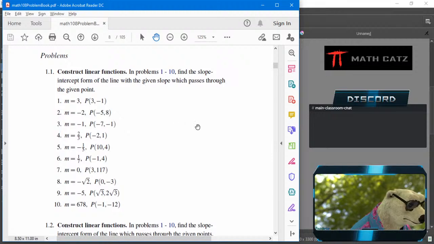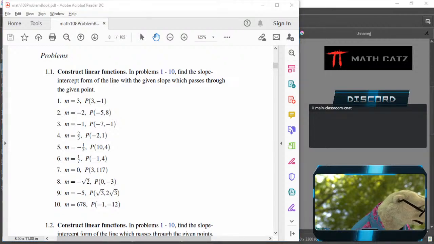Okay. So we want to construct the linear function, and the linear function is necessarily going to be the slope-intercept form. It says to find the slope-intercept form of the line with the given slope that passes through the given point. So let's do it.